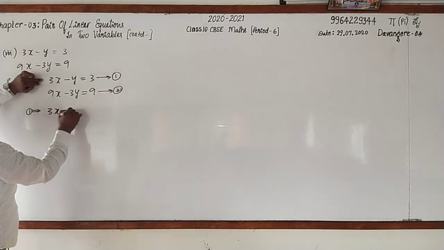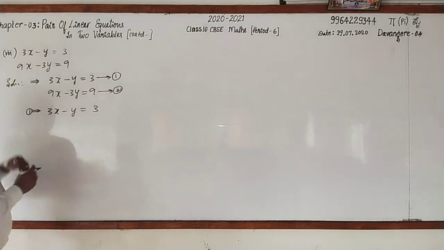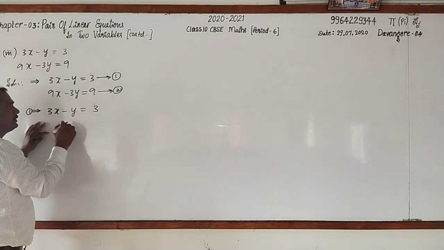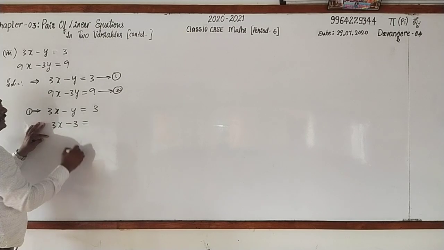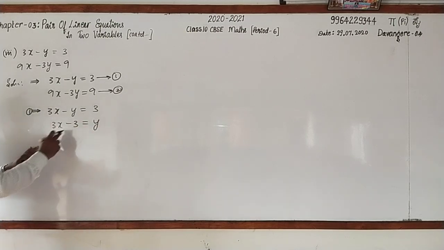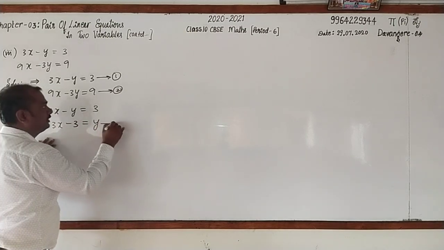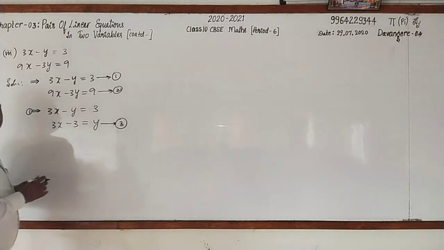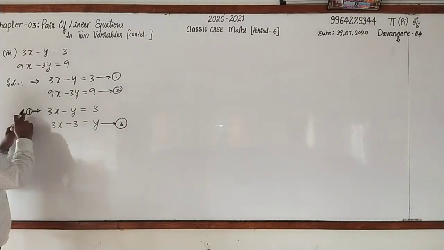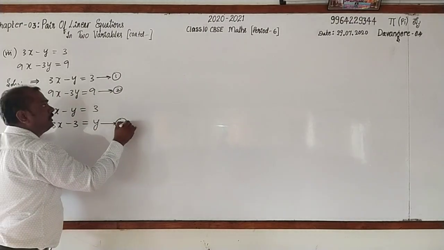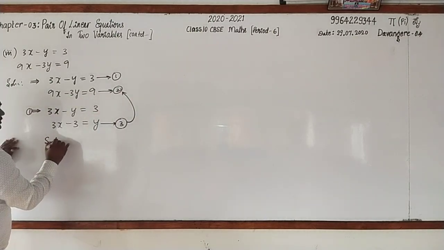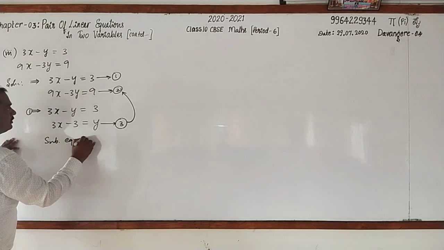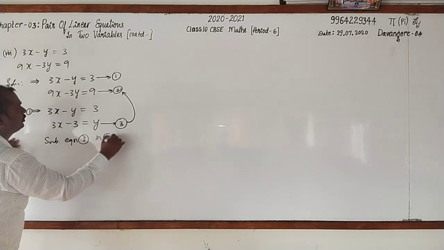So 3x minus y equal to 3. Solve y from this. Take 3 to the left hand side, it becomes minus 3. So y is equal to 3x minus 3. Call it equation 3. Equation 3 has been taken from 1, and hence it should be substituted in 2. Here I write, substitute equation 3 in 2.